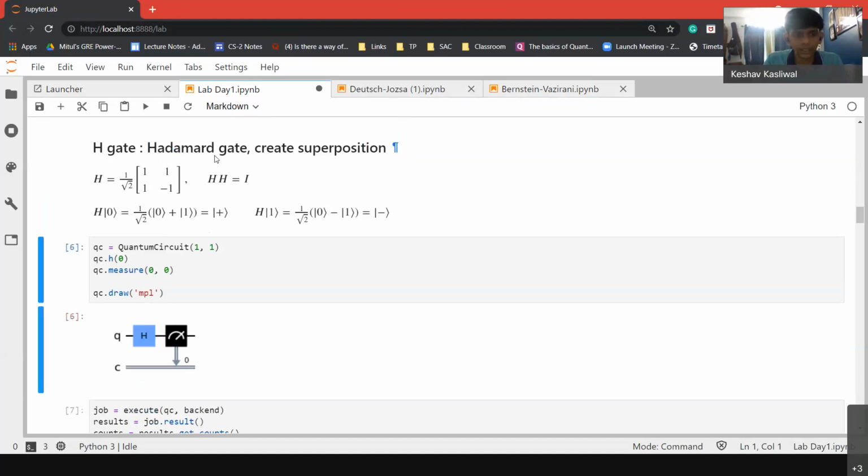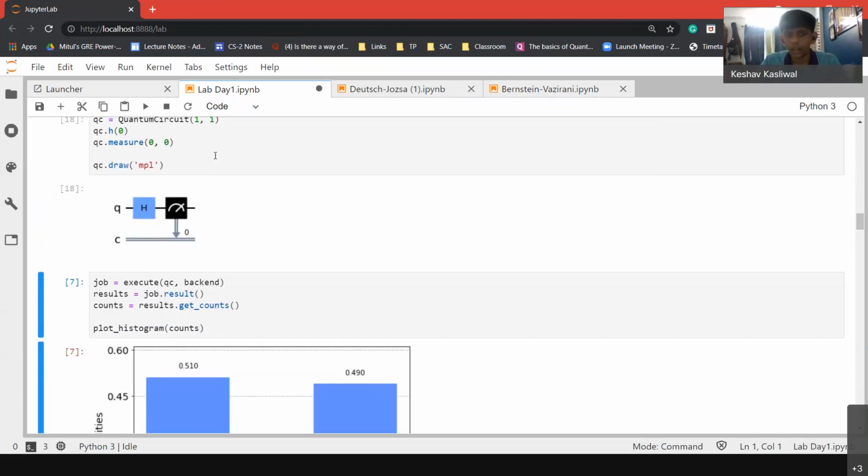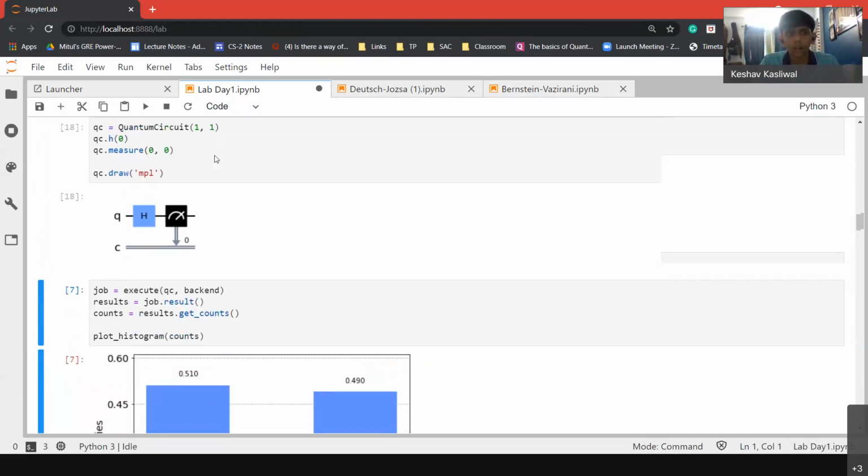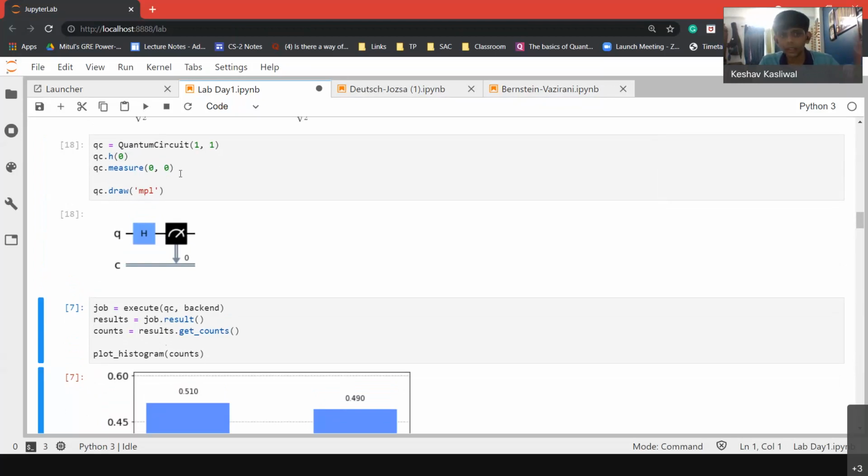Let's execute this as well. I'll definitely explain the significance of shots over here. I hope this is all understood by everyone: we declared a quantum circuit, one classical bit and one quantum bit. We wanted to operate the Hadamard gate on the first qubit, that is 0. We measured the 0th quantum bit onto the 0th classical bit. That means the first qubit and the first classical bit. And we gave a command to draw it, and we saw the visualization of it.